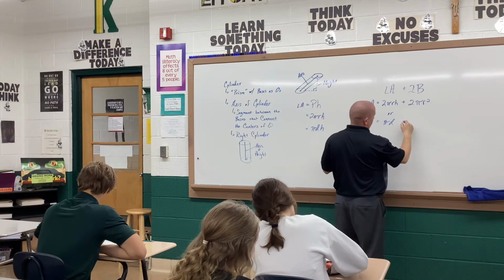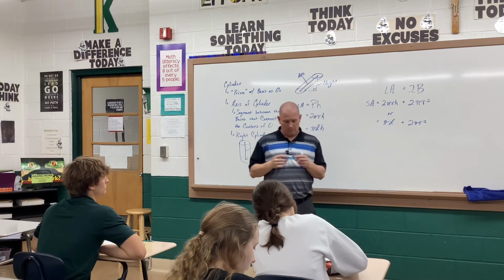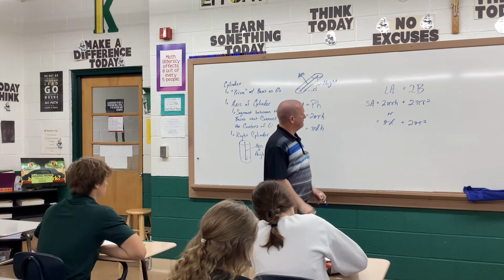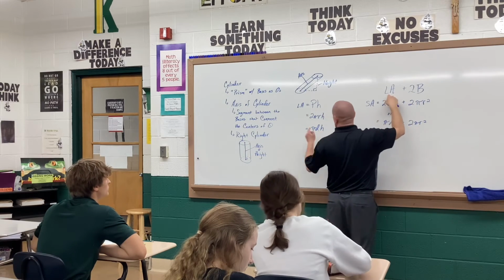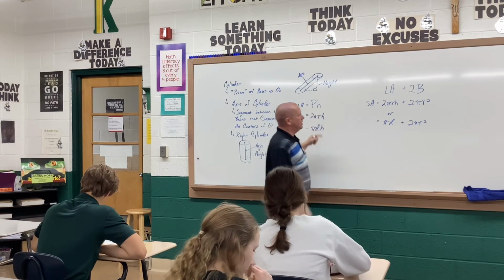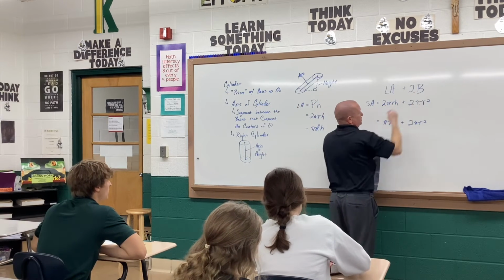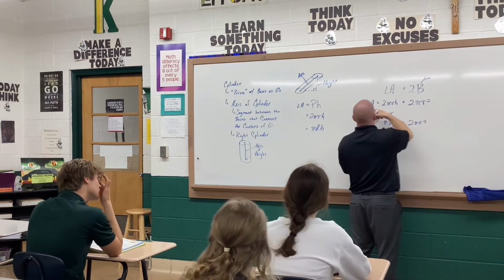And then obviously you could do the same thing down here if you like pi d better than 2 pi r. So what is that? What does the LA plus 2B equal? This is what we did yesterday. The lateral area, which is over here, which is really perimeter times height, plus 2B, which is the area of the base. So what does that find? This is my surface area.